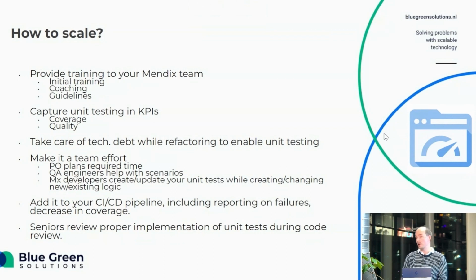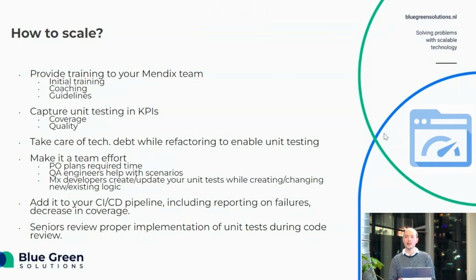Capture the unit testing in KPIs would be a suggestion. Coverage and quality are 2 that need to be combined. If you only do coverage, then people are only building unit test microflows that don't really add any value. If you only do quality, they only build one. Take care of tech debt while refactoring to enable unit testing. So a lot of code is usually built within Mendix that is not directly unit testable because it does multiple functions, it's grown over the years, etc. Unit testing requires a little bit of a different approach, so might as well take the tech debt into account immediately as well. And make it a team effort.